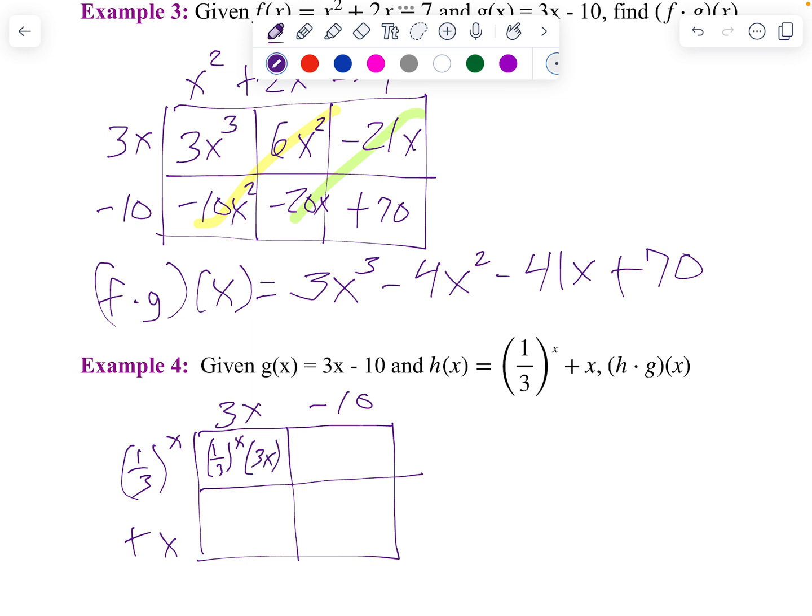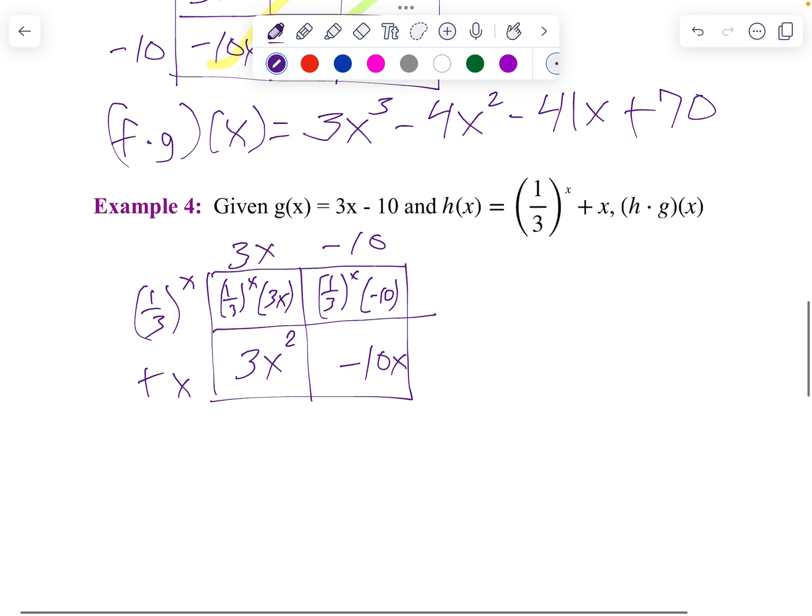And then 1/3 to the x times negative 10. I can multiply 3x times x, I'll get 3x squared. And then minus 10x. Notice we don't have any like terms, do we? The only thing I can maybe simplify is my negative sign, but that's about it.